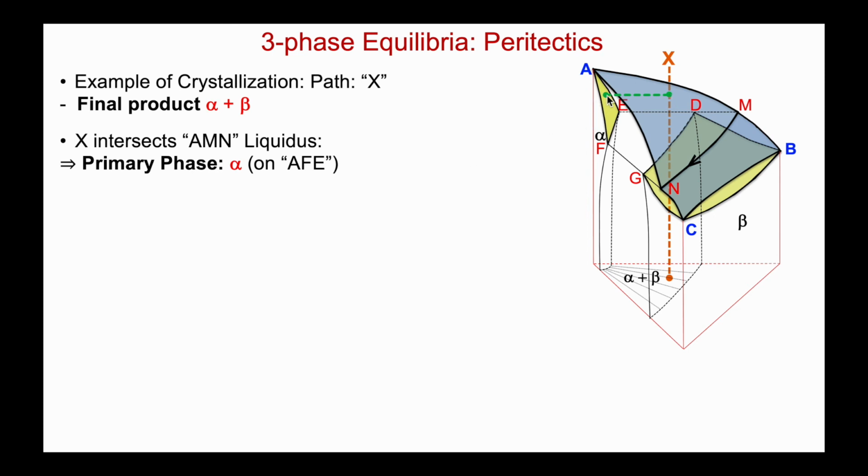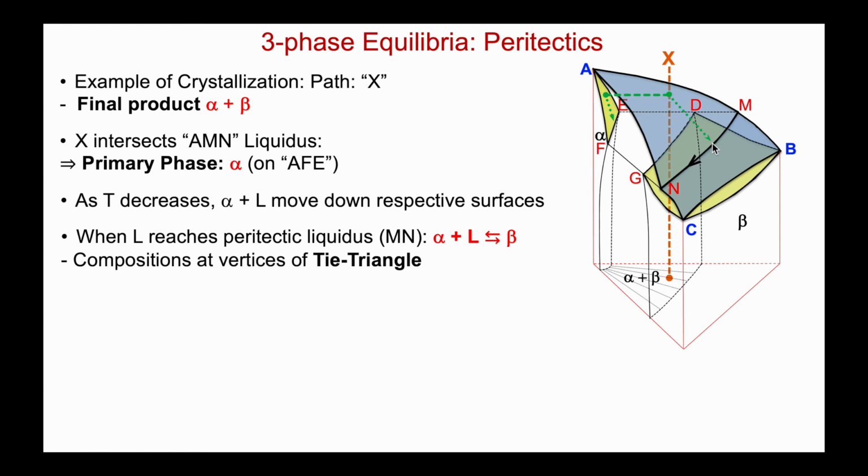We're cooling, so now alpha is going to move down in this direction on its solidus surface, and the liquid will roll over the liquidus surface towards Mn. Let's show a couple of arrows showing the direction of their movement. When the liquid reaches Mn, now we're going to have a three-phase equilibrium. So we don't have just alpha and liquid anymore. This is going to be the temperature at which beta first forms. And when three phases coexist, we don't need tie lines, we need tie triangles.